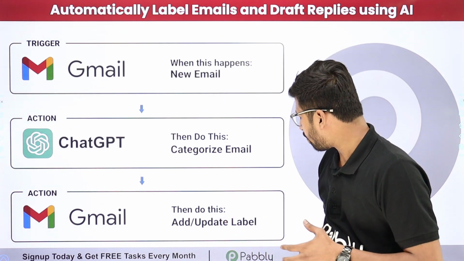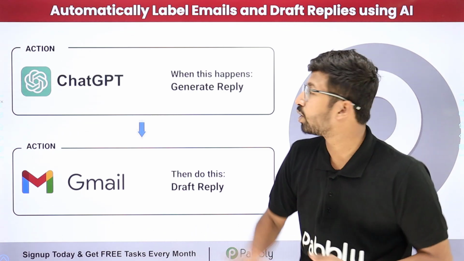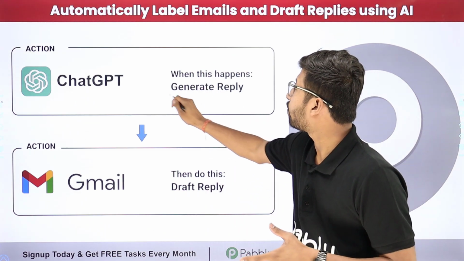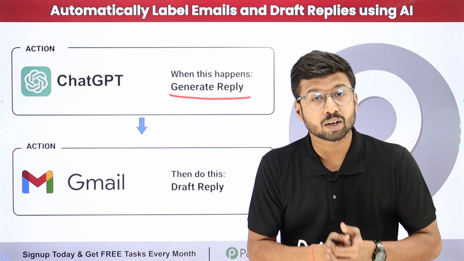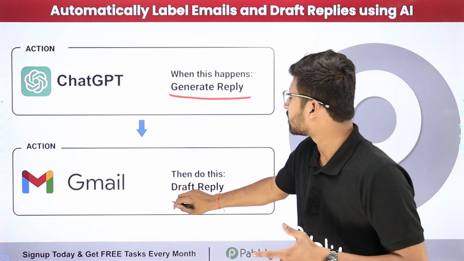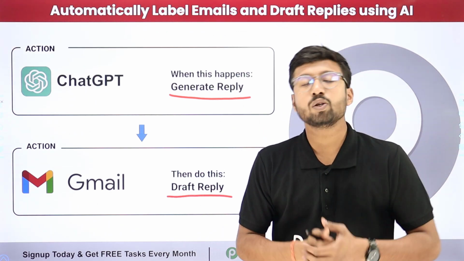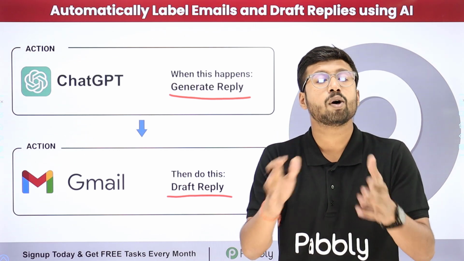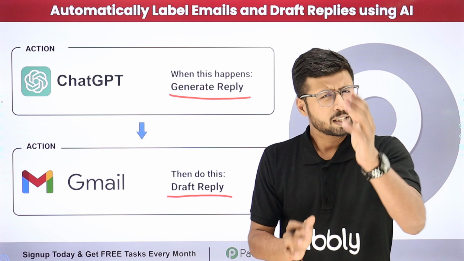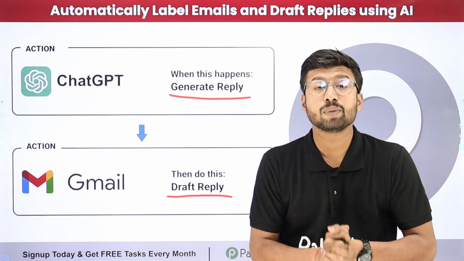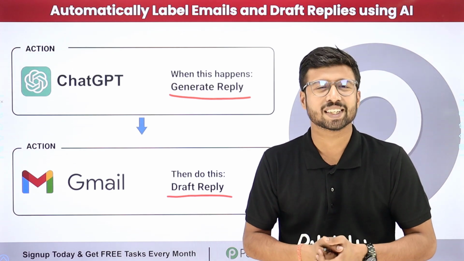But if there is some important email like a client email or supplier email, in that case we are going to generate a reply for that email using ChatGPT or the AI platform. And after generating the reply, we are going to draft the same reply in our Gmail account as well. So automatically, when you open your email account, you will have all the important emails with a reply generated by AI in the drafts as well. Now, if you want to learn how you can set up this complete automation all by yourself, you just have to come with me to my screen.